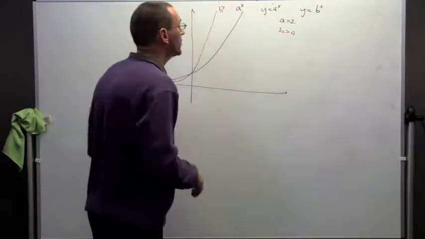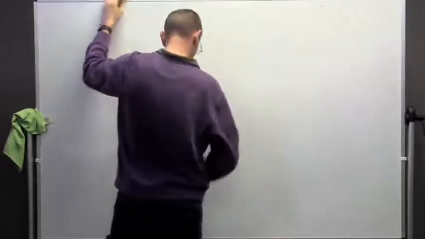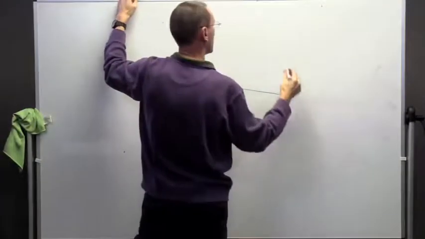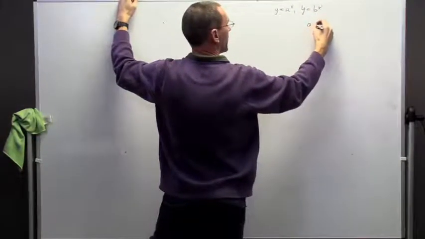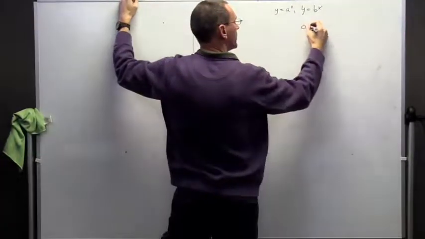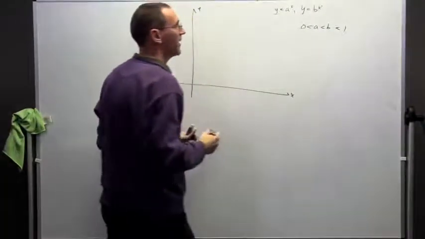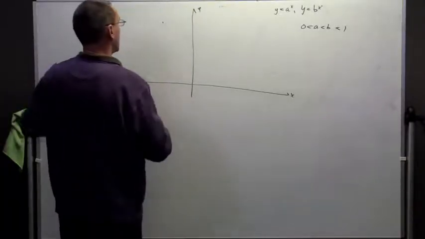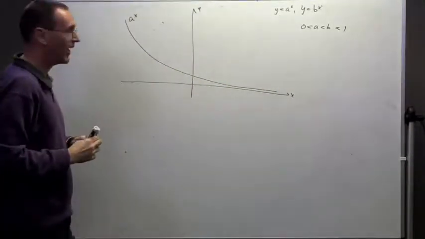Now if I turn this around and assume that both a and b are between 0 and 1, what happens? Okay, so now both a and b, let me do this. a is between 0 and 1, and I'm going to assume that b is bigger than a, but is still also less than 1. So what's going to happen? My a to the x is going to look like that.